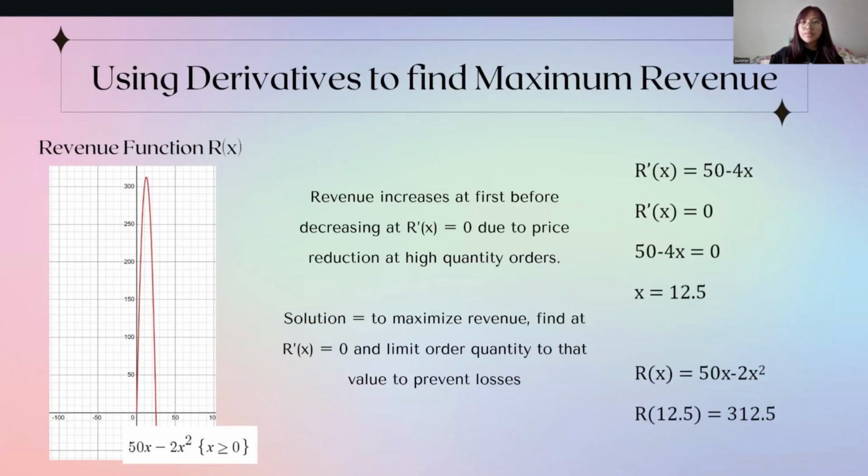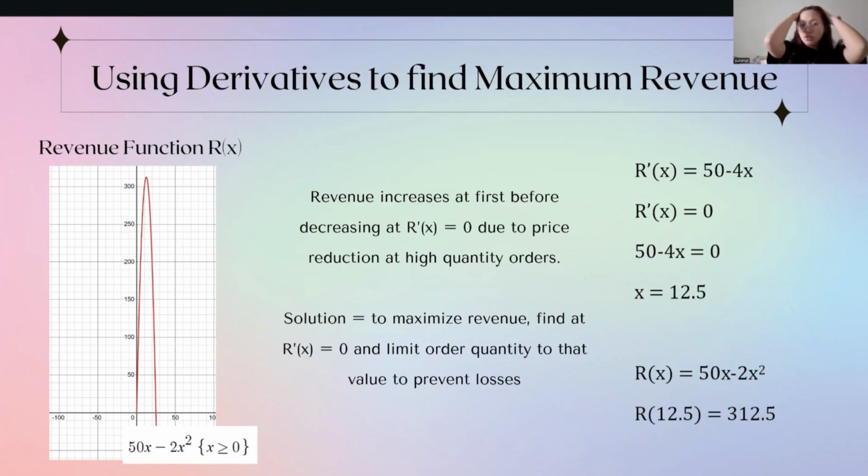Now we can use derivatives to find the maximum amount of revenue that we can get. Let's take a look at the revenue graph from the previous slide, 50x minus 2x squared. As we can see from the graph, the revenue increases at first before decreasing, with the maximum at marginal revenue equals 0, because of the price reduction at higher quantity orders as mentioned before.